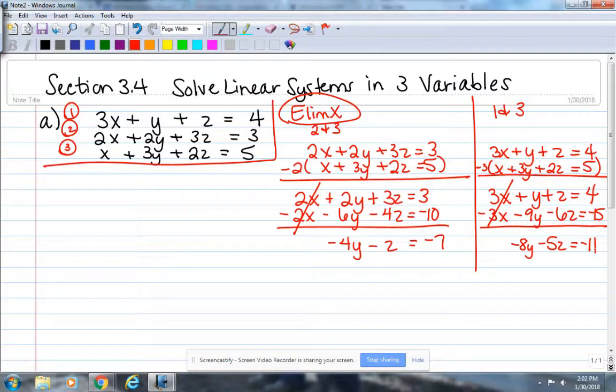Now we have two equations that only have y's and z's in them, don't we? So come over here and write those two together on top of each other. Negative 4z. Oh, sorry, negative 4y minus z equals negative 7. And negative 8y minus 5z equals negative 11.